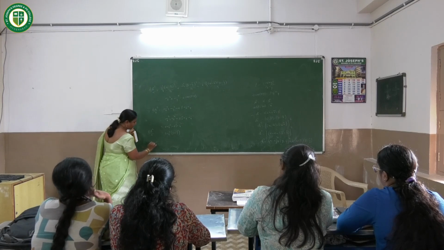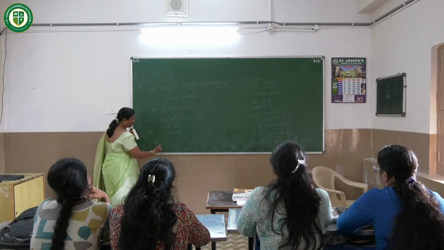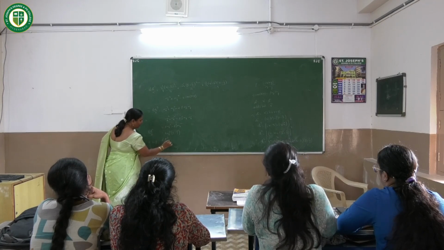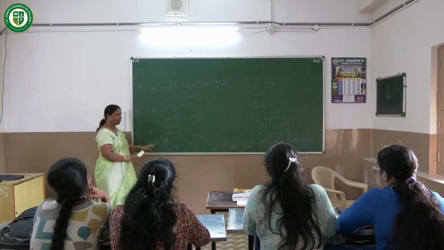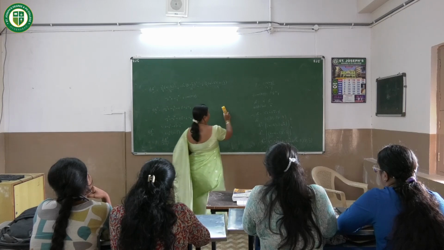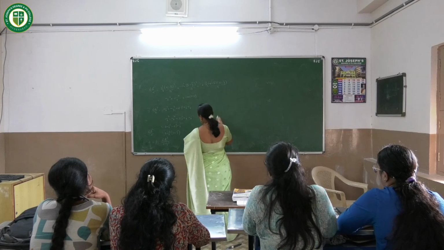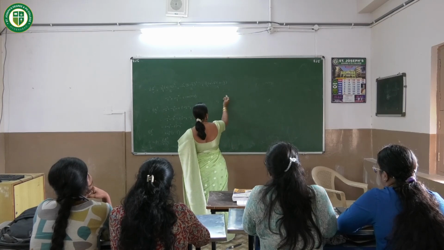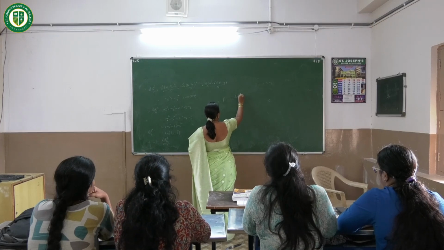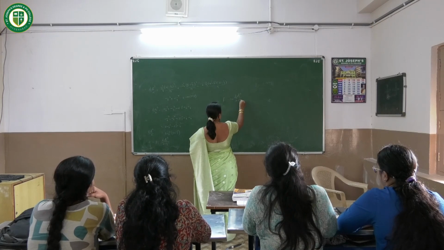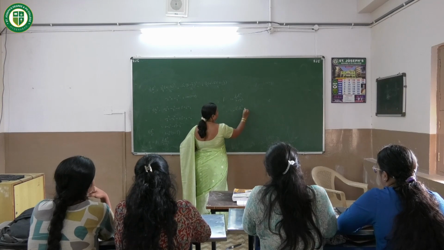From this equation, I want 1 minus rho. 1 minus rho is equal to summation di square by 2n sigma x square. That implies rho is equal to 1 minus summation di square by 2n sigma x square.